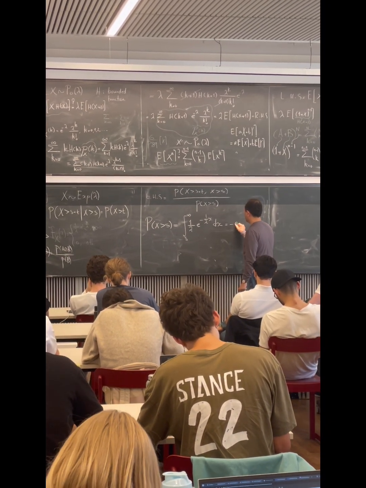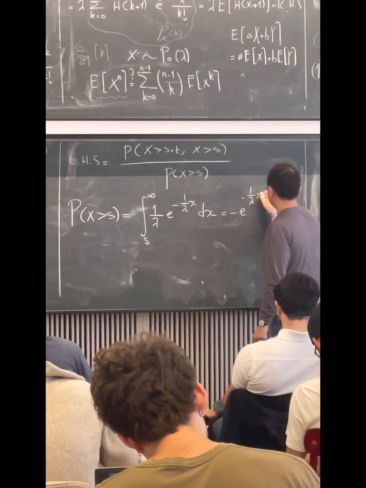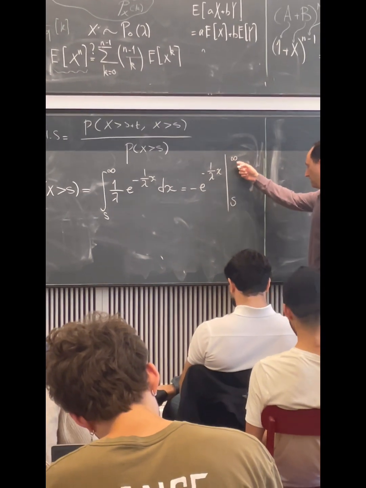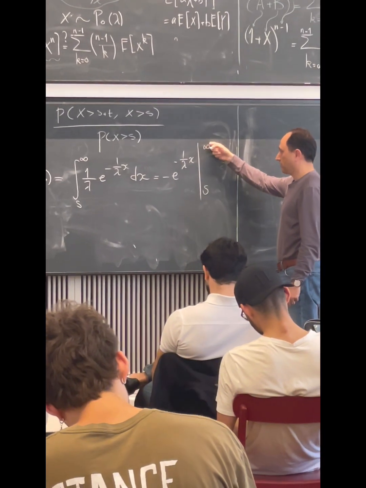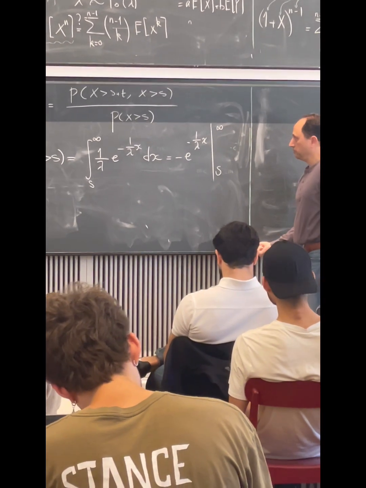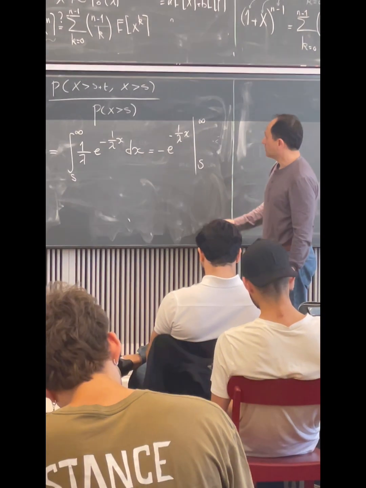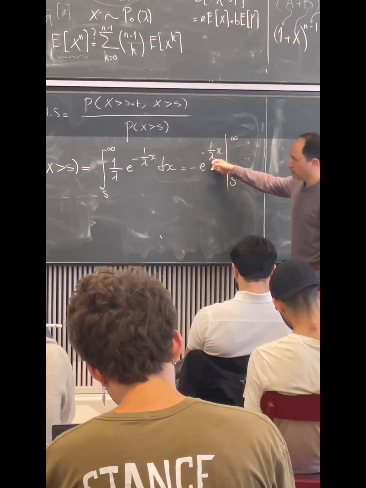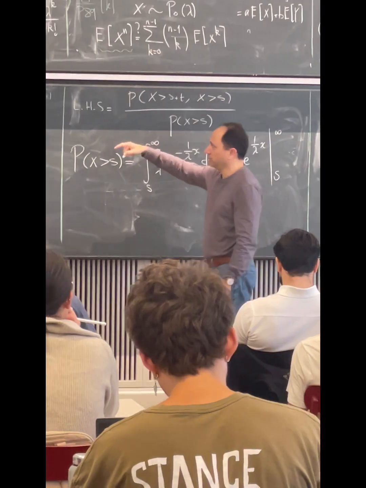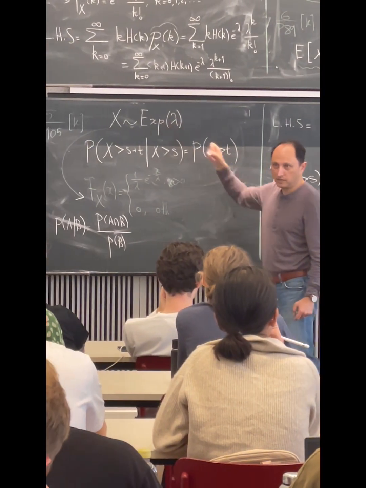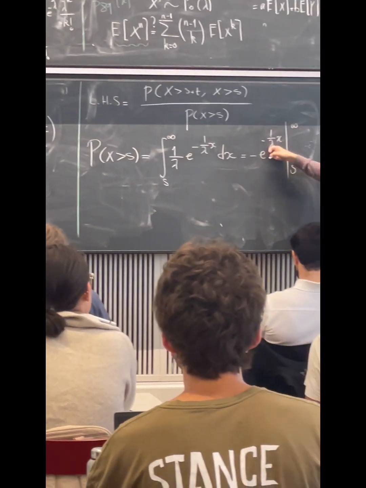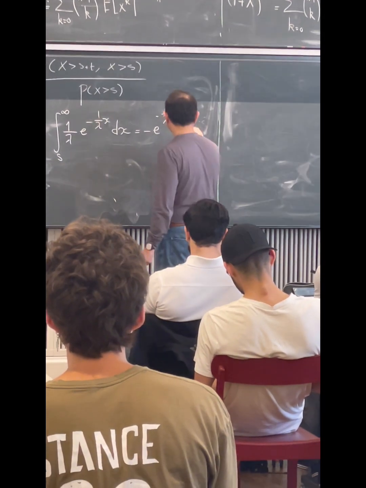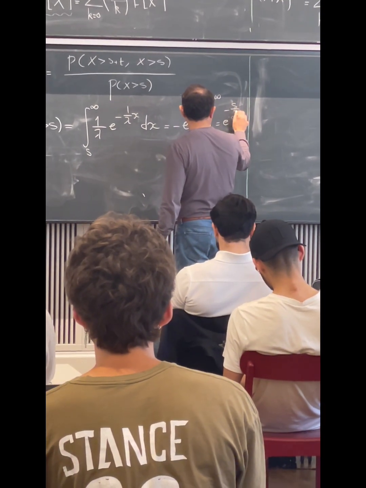So it will be minus e to the power minus 1 over lambda x, and I have to calculate it from s to infinity. A little bit sloppy, you have to write a limit, but that's very simple. So if I put infinity, what happens? Lambda is positive. I haven't mentioned it, but it is mentioned in the book that the parameter is always positive. So this exponent is negative, so it becomes 0. And then I put s, so it becomes e to the power minus s over lambda.